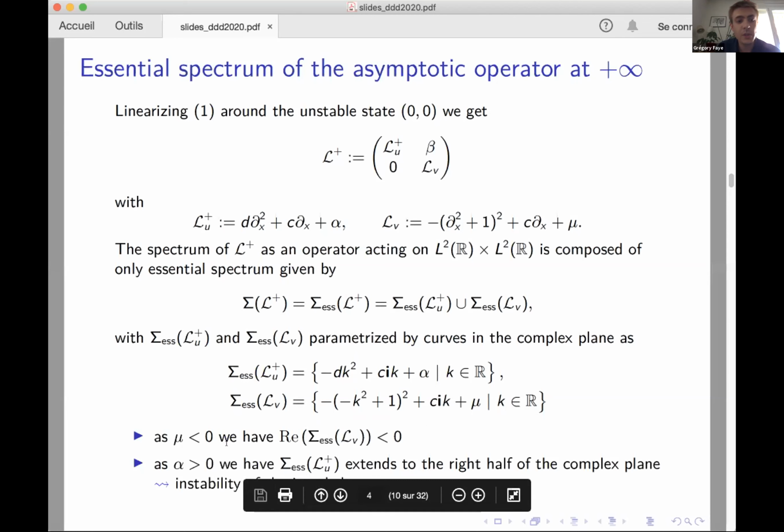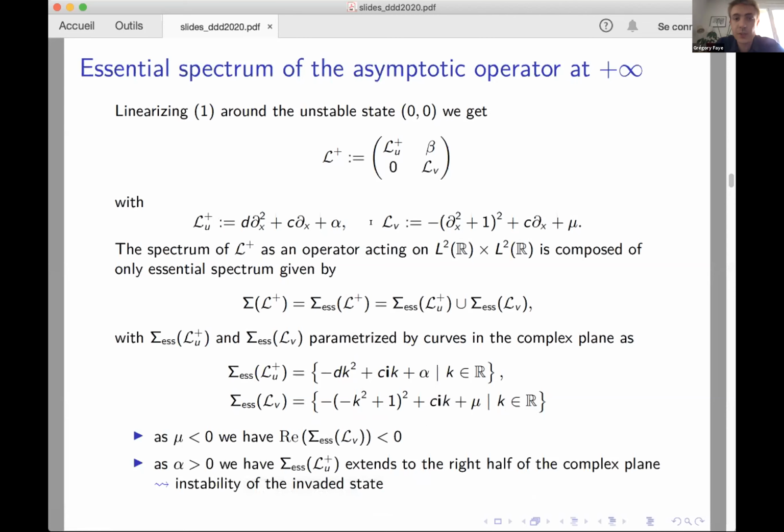On the other hand, as alpha is positive, we know that the essential spectrum coming from the KPP equation extends to the right half plane. This is well known, and we know that we're invading an unstable state, and this is one manifestation of it. So how do we handle that at this linear level?